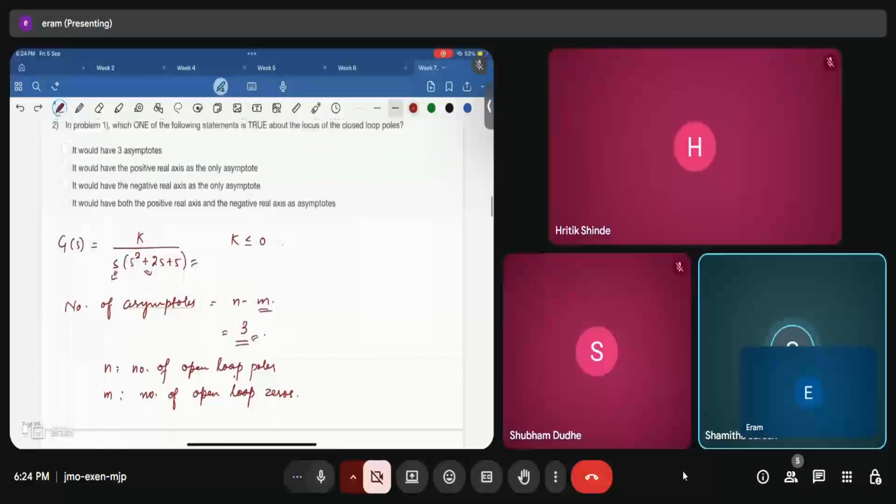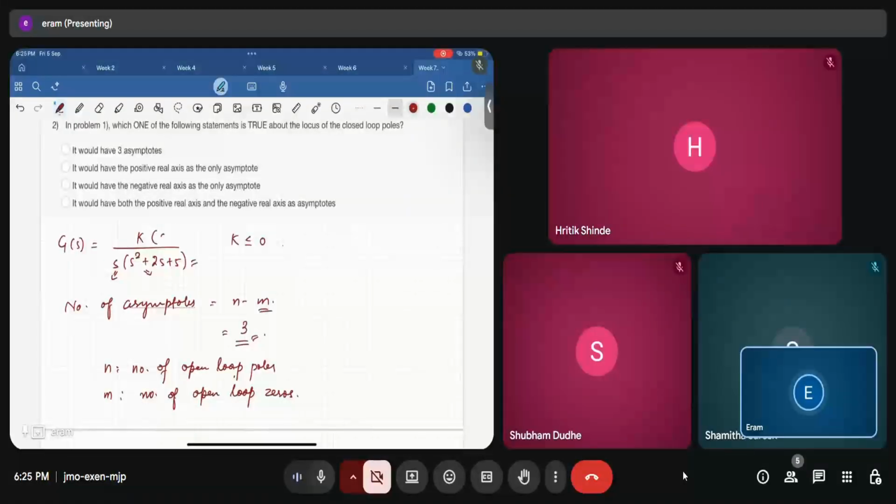If there is an s function in the numerator, then it's the number of open loop zeros. If there is something like s plus 2, then we would have s equals minus 2 as the zero, so we will be having 1 zero. So m will be 1 in that case, and then we have 2 asymptotes. But since we have no s in the numerator, m is 0. We have no open loop zeros.